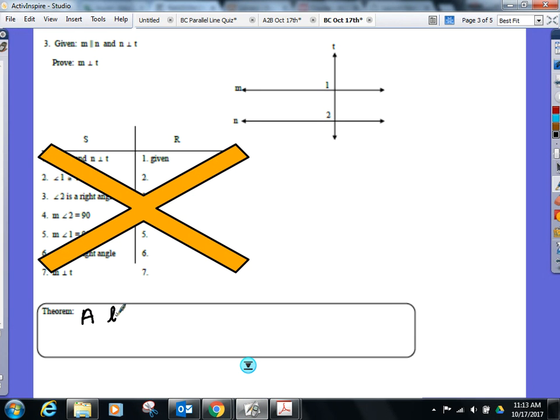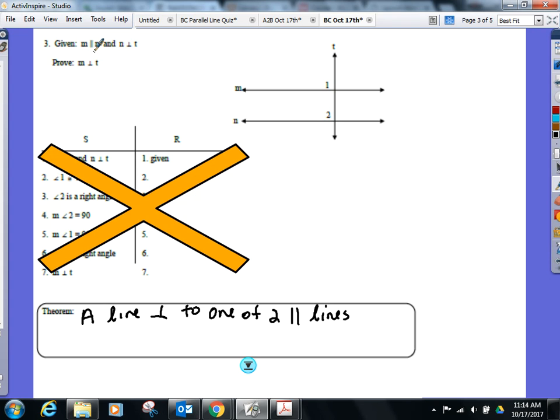A line perpendicular to, what's T perpendicular to again, Nick? N, and what do you know about N? Okay, a line perpendicular to one of two, what type of lines? Parallel lines. So does everybody see I have that right now? I have line T that's perpendicular to one of two parallel lines. Does everyone see that I have that?